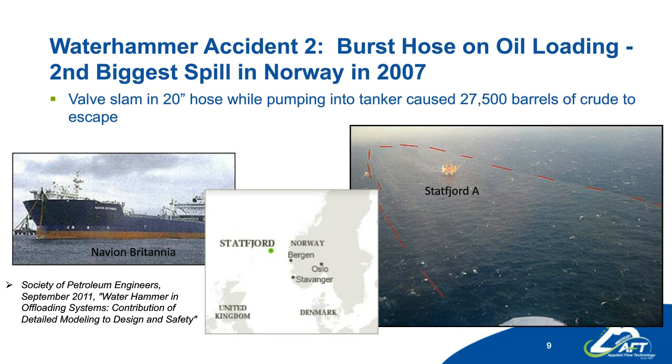Another accident that happened a little further away from us here in Colorado was in Europe. This was the second biggest oil spill in Norway's history that happened in the year 2007. In the center there, you can see a map of where the Statfjord offshore facility existed. There was a transfer from the Statfjord A platform over on the right to the ship on the left, and there was a 20-inch hose that burst after a valve slammed, and it caused an oil spill of over 27,000 barrels of crude into the ocean there. There actually was a paper written on this for the Society of Petroleum Engineers. There's a link down below. These are things that you can find when you go out and search on the internet.